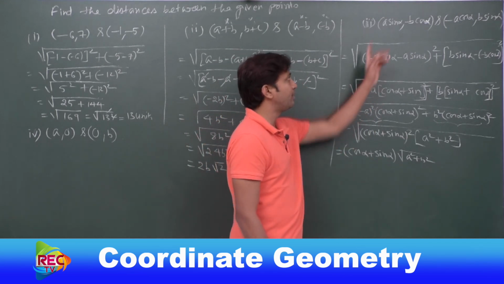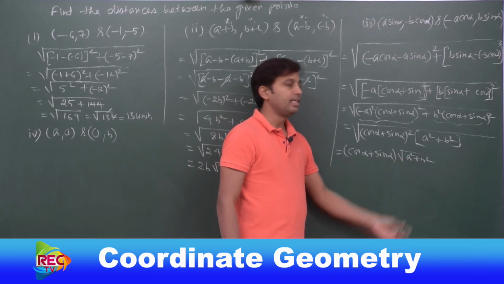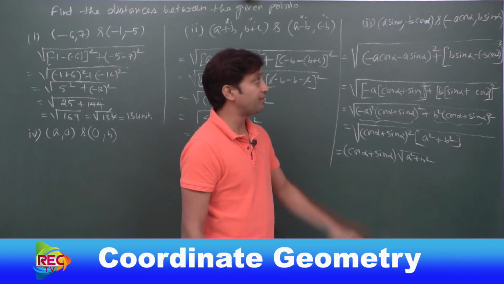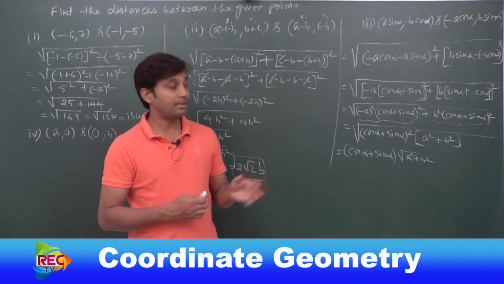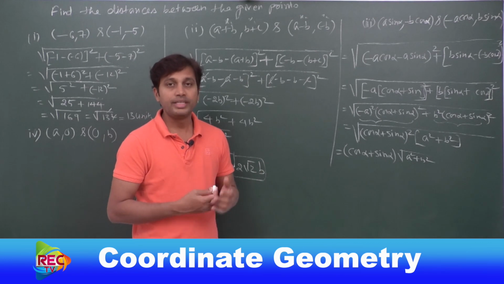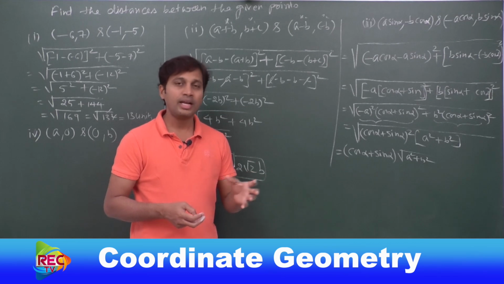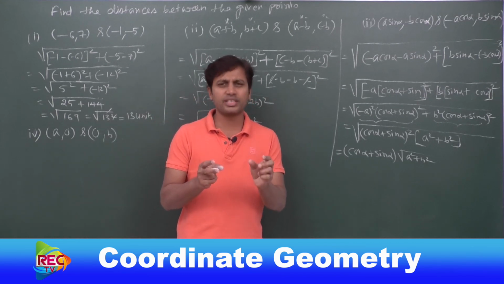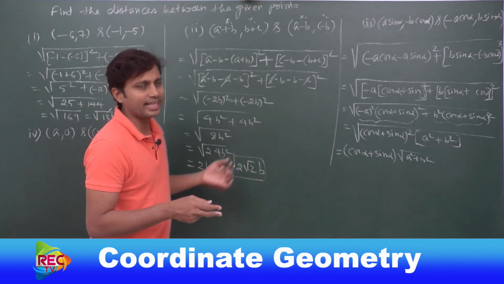So the distance between these two points would be cos alpha plus sin alpha into root a square plus b square. Understood? Like this we can find out the distance between these two points. As basic practice, I am teaching you all this. Here you can get the confidence to do the calculation part and to find the distance using the distance formula. You will get the minimum confidence after doing this small exercise.